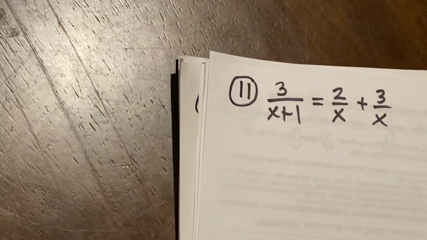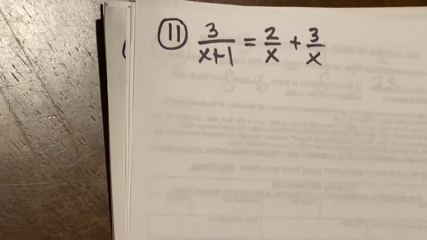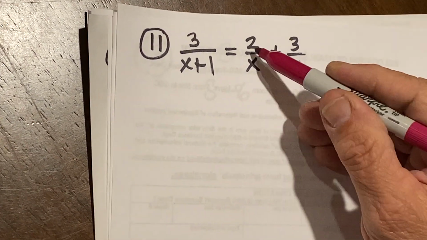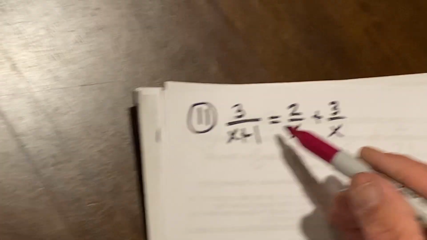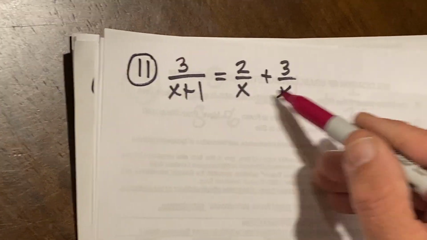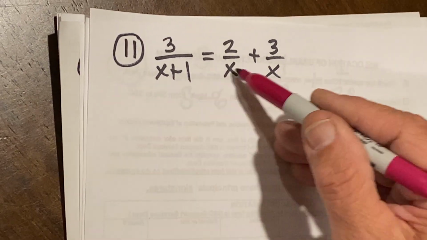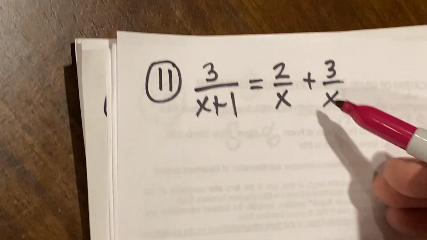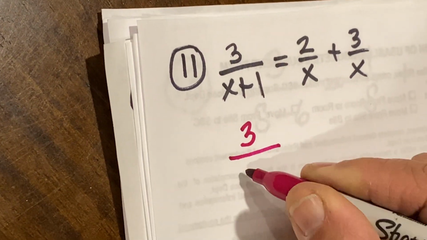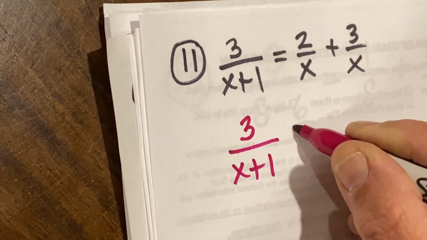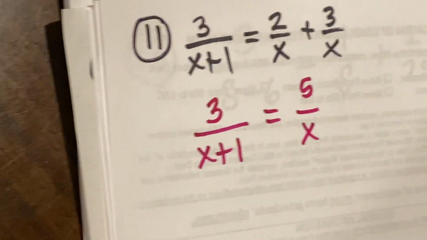First of all, I chose this problem because it's kind of interesting. See this 2 over x plus 3 over x, they have common denominators and they're on the same side of the equal sign. So you could do the problem with them split apart, but you can actually combine these: 2 over x plus 3 over x is just 5 over x, and make this become 3 over x plus 1 equals 5 over x, like that.